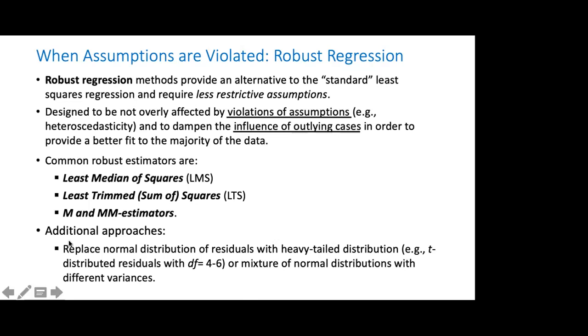Okay. And still another approach, in addition to all those that I mentioned, is just to replace the normal distribution of the residuals with some heavy tail distribution, for example, a t distribution, right? Or also a mixture of normal distributions with different variances, to account for the fact that the residuals might not follow a normal distribution. So these are also options, right? They can be subsumed under this big umbrella term, robust regression. There are many, many, many vastly different approaches. Okay, so as I said, maybe we can cover one of them in the lab part.